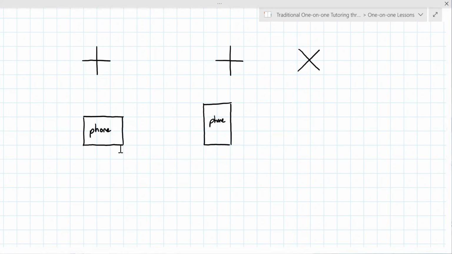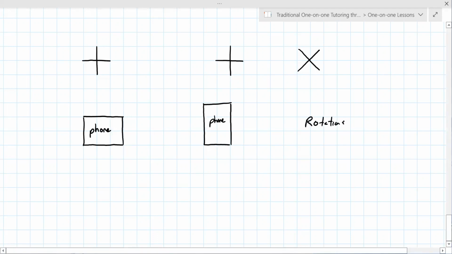So rotations don't matter. Rotations don't change the object. Okay, all right. Rotations don't change the object. So let's look at something else. So there's another object. Is this the same object?